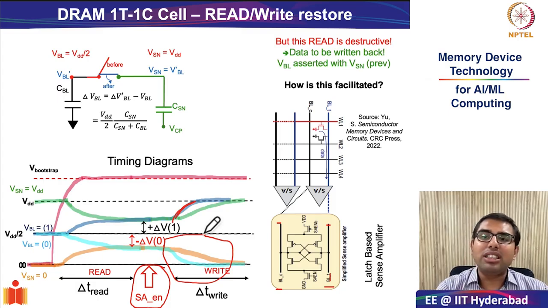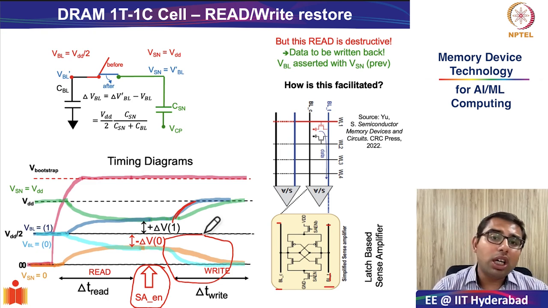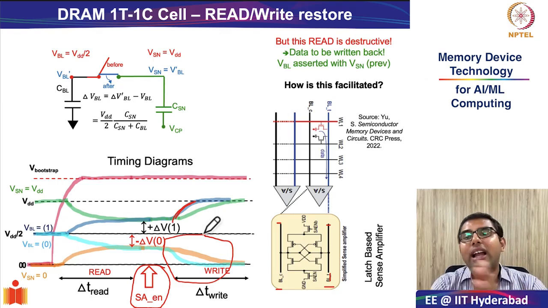All of them were intrinsically tied with each other, and in the next class we will see a very interesting topic. We will see how the DRAM 1T 1C cell technology is scaling, both at the cell level and at the system level.